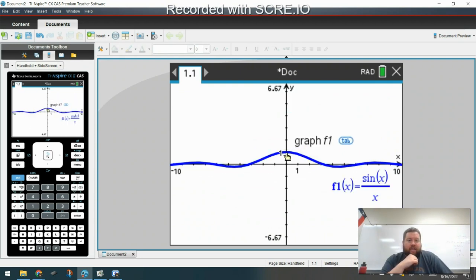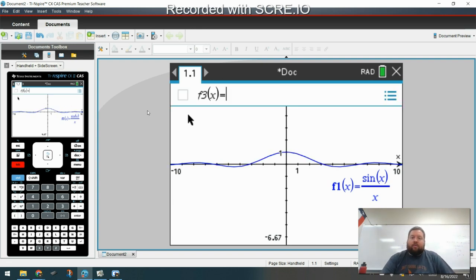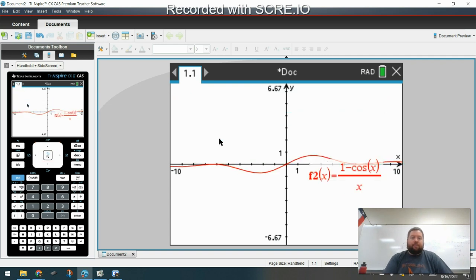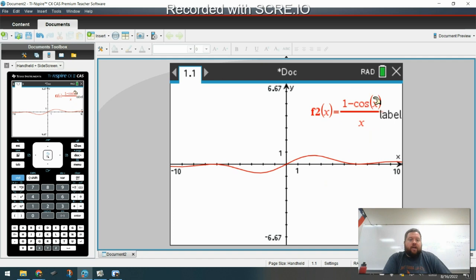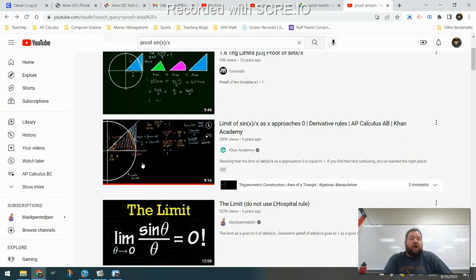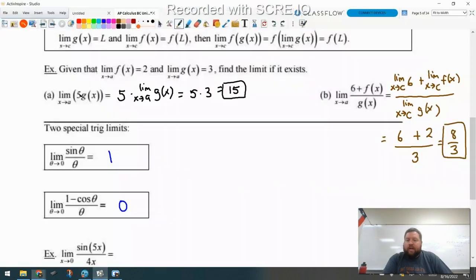And you can see that as the x value approaches 0 from the left and the right, we are approaching a function value of 1 right there. And then same for the cosine function. Let me hide that one and show you this one. So here's that 1 minus cosine x over x function. And as the x value approaches 0 from the left and the right, the function is approaching 0 as well there at the origin. So you can visually see it if you graph the functions. And if you want a more rigorous algebraic proof, I'll leave that link for you in the Google Classroom.